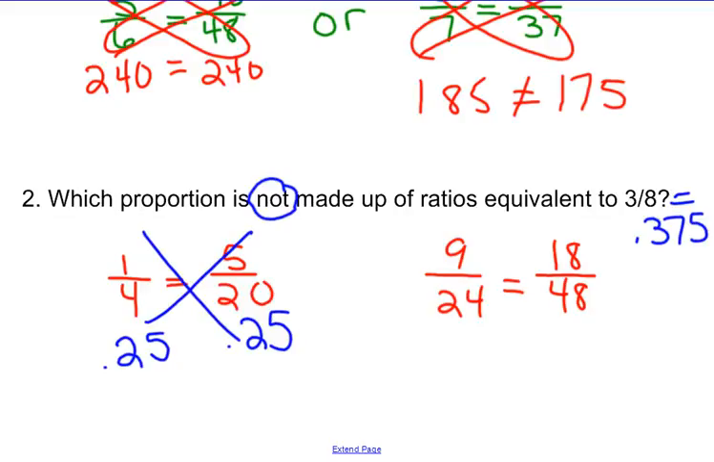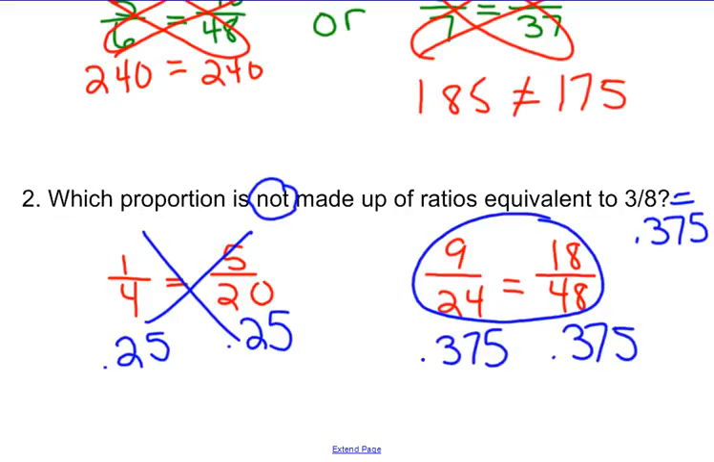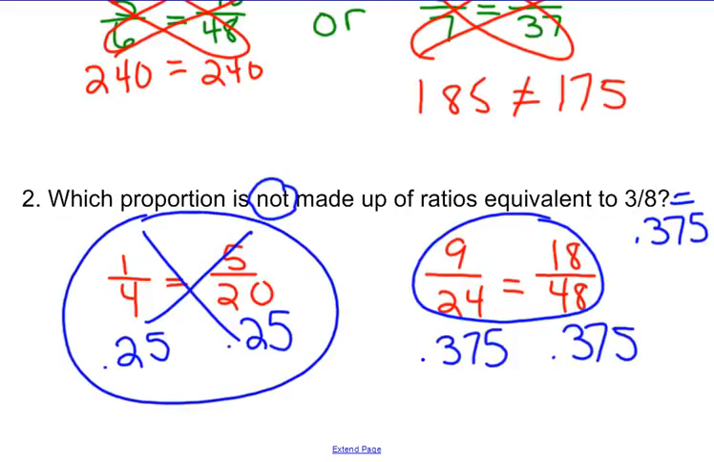Let's look at 9 divided by 24. If you do that on your calculators, you will get 0.375. And 18 divided by 48, you'll also get 0.375. So this set of proportions works. This one does not, and they want the one that does not. So this would actually be our answer.